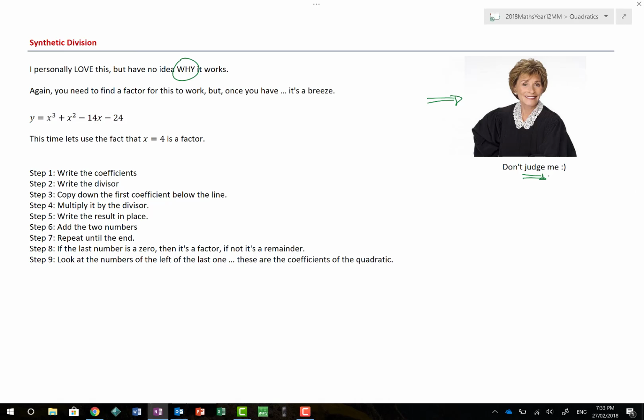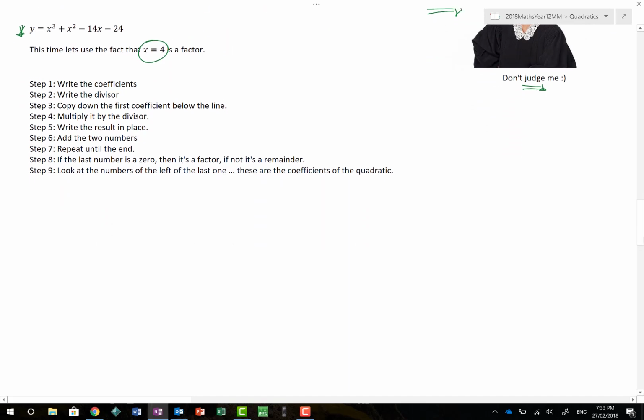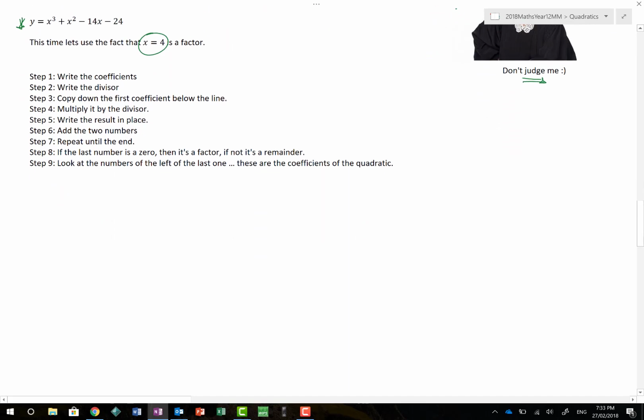All right, so let's go back to our original question, which is this one here. And I'm going to say, well, we already know that x equals 4 is a factor. And this is what you do. And this is absolutely amazing. Step 1, we're going to work down the steps here. Write down the coefficients of my original polynomial. So I'm going to write down 1 for x cubed, 1 for x squared, minus 14 for the x, and minus 24.